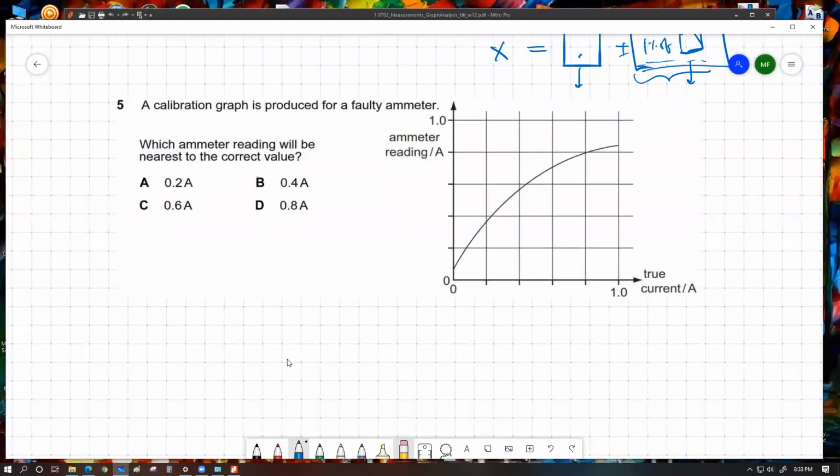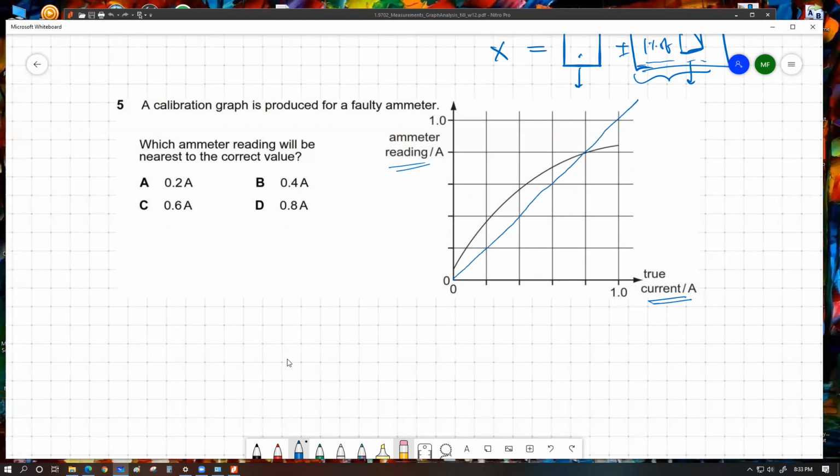A calibration graph is produced for a faulty emitter. Which emitter reading will be nearest to the correct value? Let's understand this. First of all, what is this showing us? This is labeled as true current, this is labeled as emitter reading. An ideal or good emitter should give you the same true reading. For a correct emitter, your true current versus emitter reading should be a 45-degree line that passes through the orange. This is supposed to be your correct emitter reading.